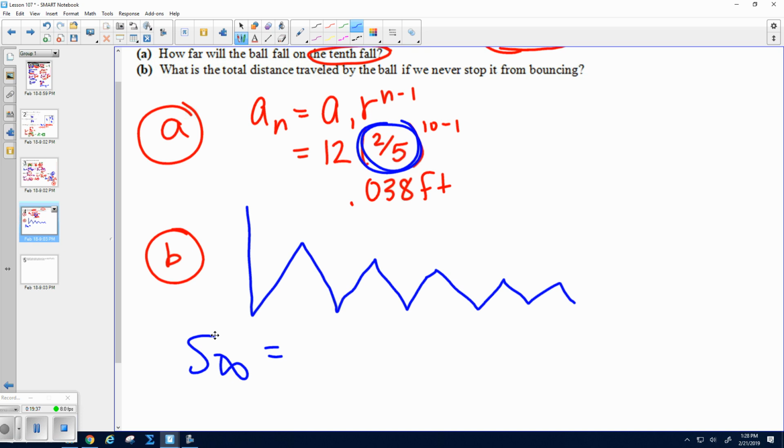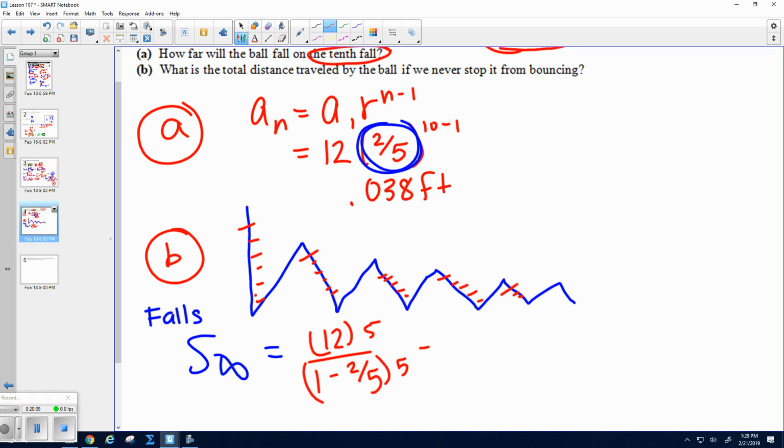Okay, so first let's talk about just the falls. So here's all my falls right here. This is the next fall, and this is the next fall, and the next fall, and the next fall, and it keeps going, right? And so if we're plugging into the formula, what's A1, our first fall? It is 12 over 1 minus our r value, which is 2/5. And so we'd multiply by 5 over 5. And that gives me 60 over 5 minus 2, which is 60 over 3, which is 20 feet.